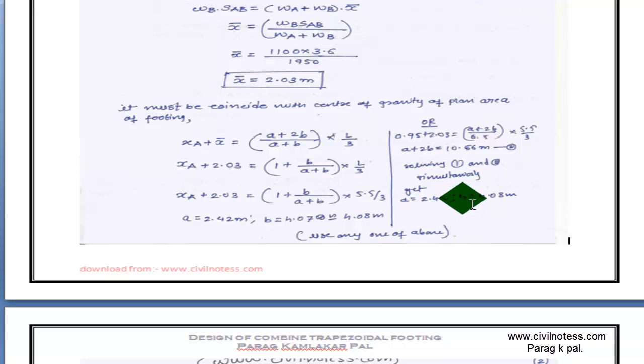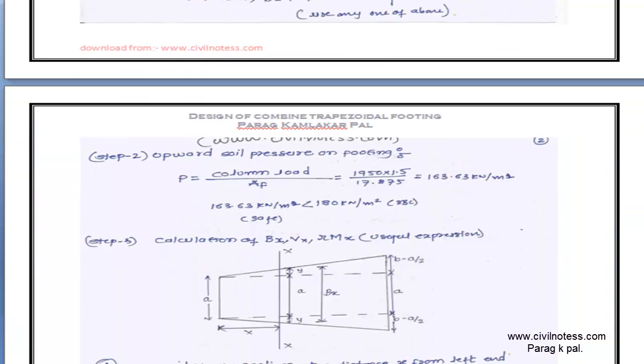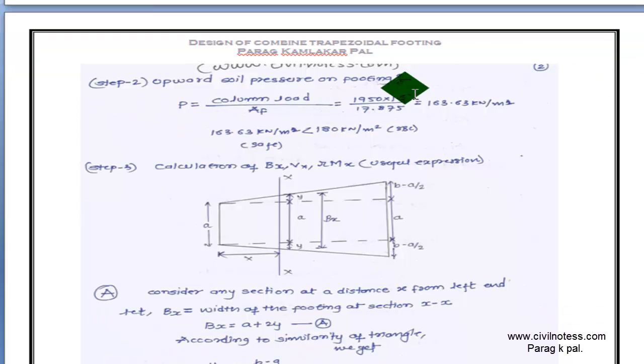Up to this mark I think everything is clear. Now you get the breadth. Length you know already, spacing you know, and the CG distance from the initial point you know. Now we proceed to the next calculation. Further calculation is for the upward soil pressure on the footing. Always check the upward pressure on the footing, which must be less than the given SBC.